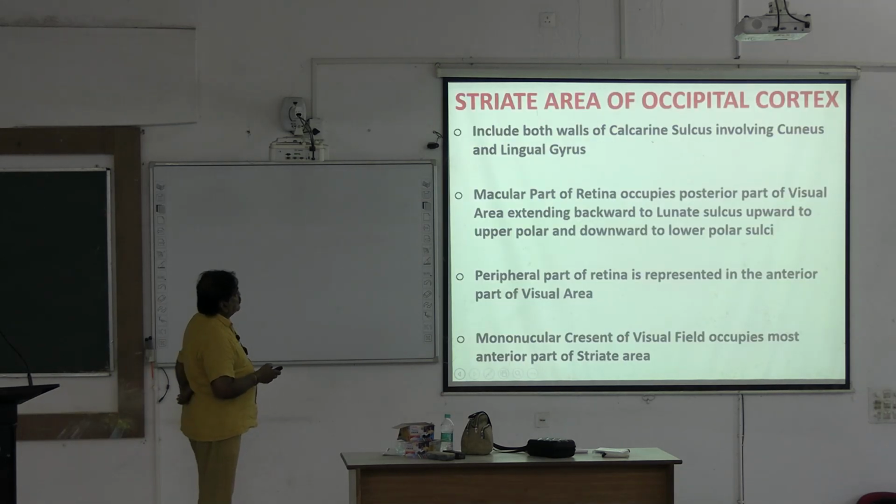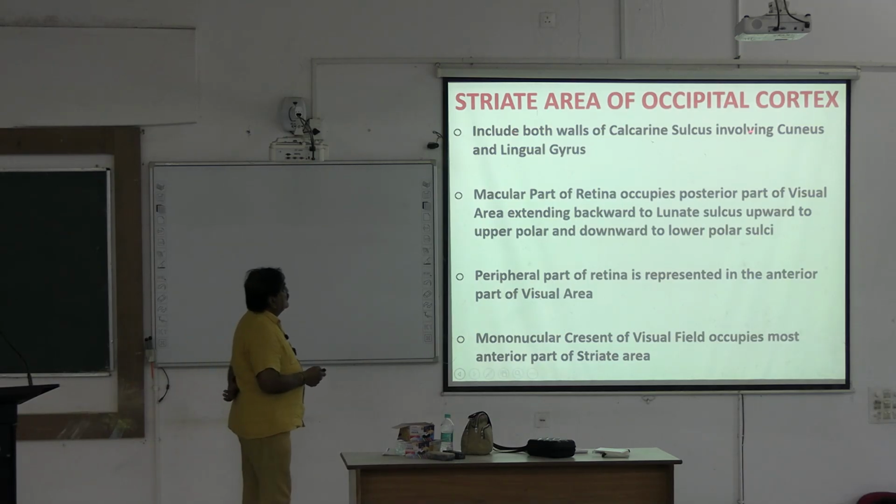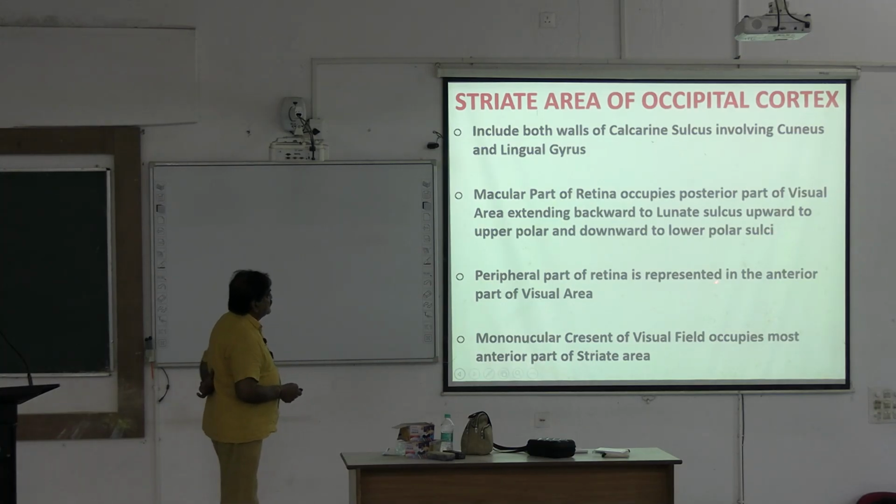The striate area of the occipital cortex includes both walls of the calcarine sulcus, involving the cuneus and lingual gyrus. The macular part of the retina occupies the posterior part of the visual area, extending backwards to the lunate sulcus, upwards to the upper polar and downward to the lower polar sulci. The peripheral part of the retina is represented in the anterior part of the visual area. The monocular crescent of the visual field occupies the most anterior part of the striate area.